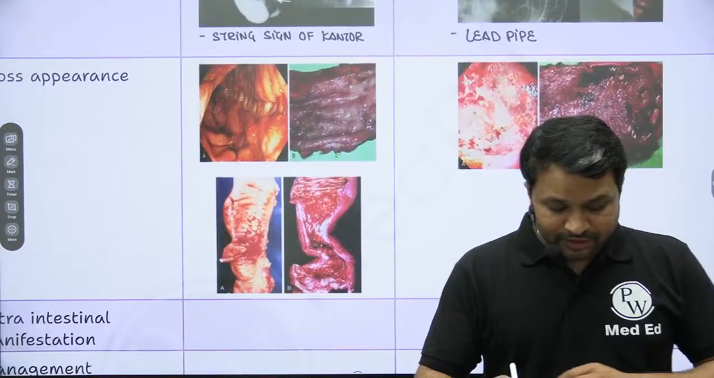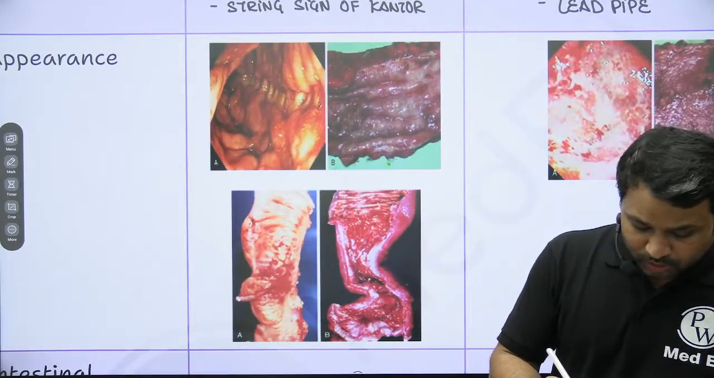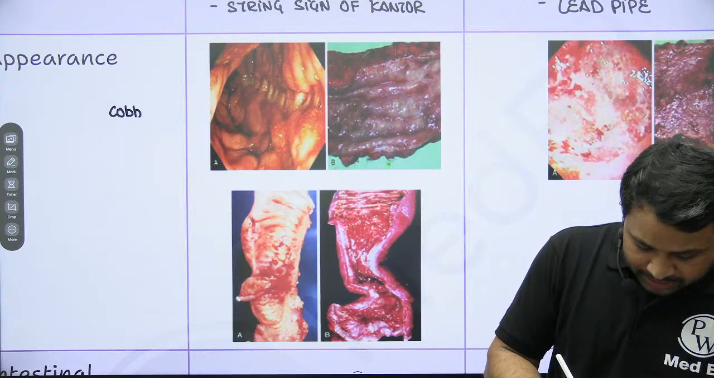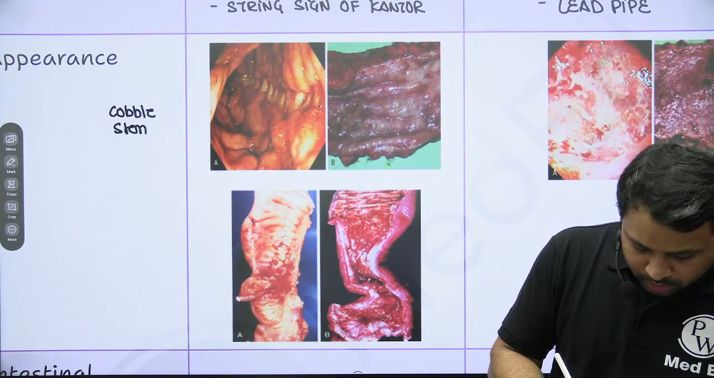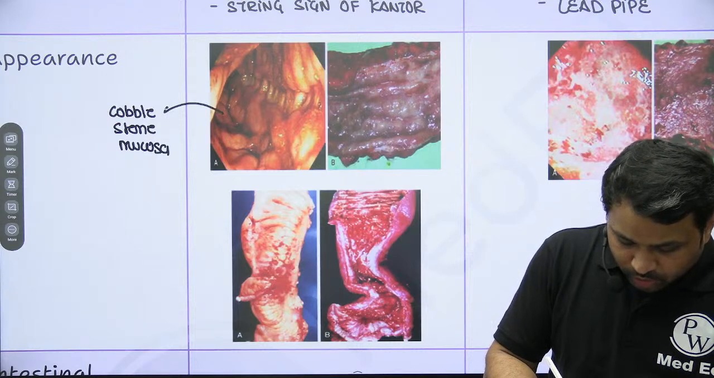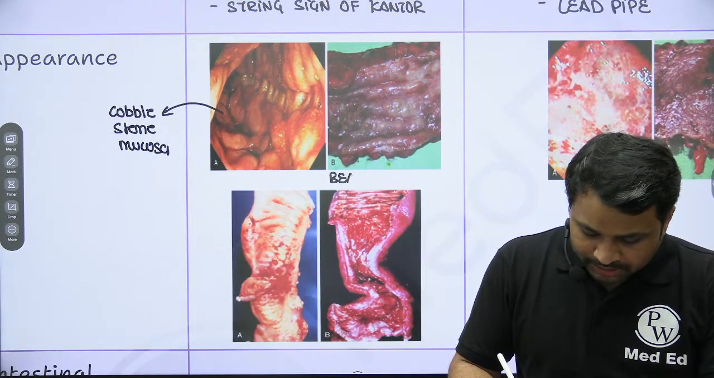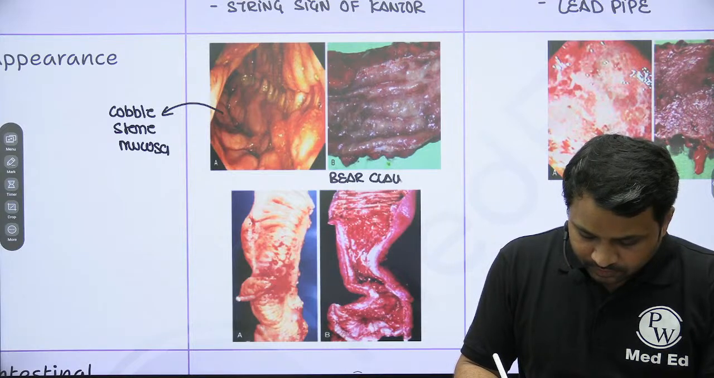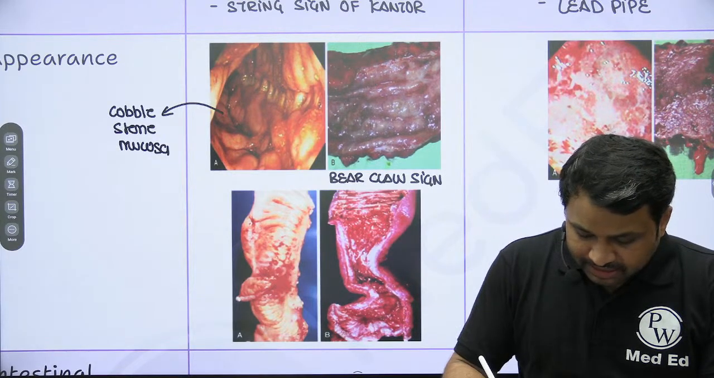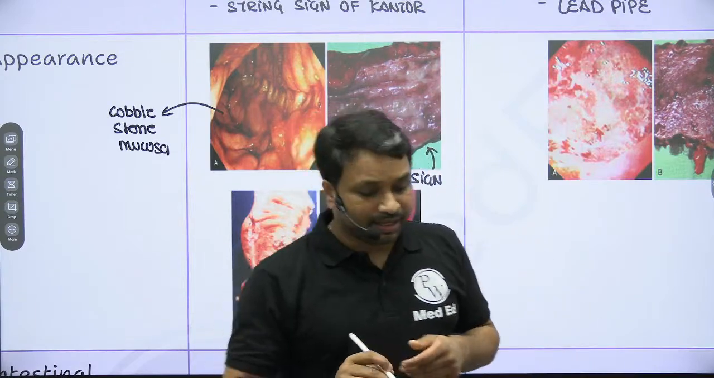What are the other features that you have? The colonoscopic image that you have in Crohn's disease, this is what we call the cobblestone mucosa. Another one that you can see here, this is what we call the bear claw sign. You see a bear claw sign, that means as if a bear has literally taken his claw and scraped it. It is called the bear claw sign.